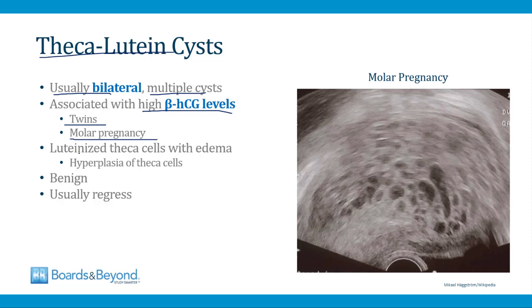They're called theca-lutein cysts because they contain luteinized theca cells with edema. Basically, this just means that the cyst has hyperplasia of theca cells. And these are benign cysts, and they usually regress once the beta-HCG level comes back down to normal.